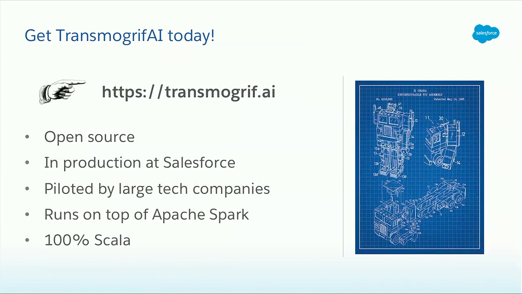And you can get TransmogrifAI today by just going to this website. It's fully open source as of a month ago. And it runs on Apache Spark, so you get scaling for free, right? So you can play with your toy data and then run it on hundreds of nodes.